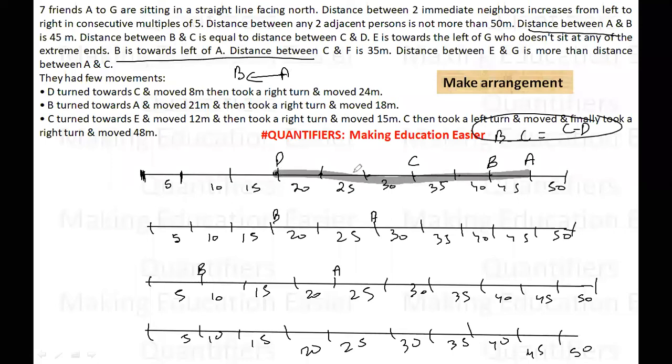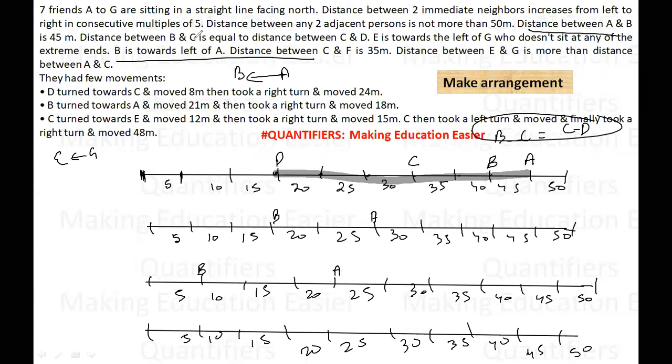Now, what does my general instinct say? General instinct says, let's try to make the set. So what is given forward? That E is towards the left of G. E is towards the left of G. Who doesn't sit at any of the extreme ends? So this is the extreme end, and E cannot sit here. So E and G, let's see what can be done.